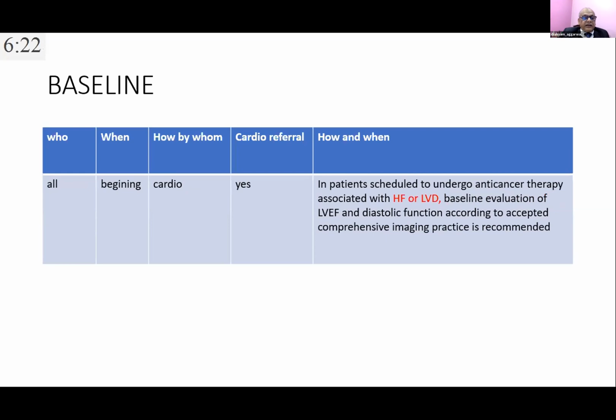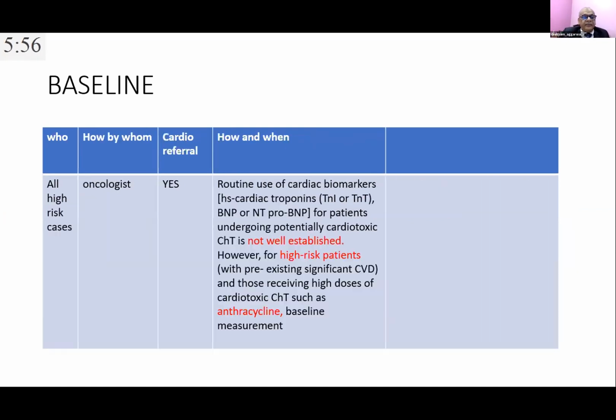Next, please. Again, at baseline, in patients who have heart failure or left ventricular dysfunction, we feel the cardio referral should be given and the patient's diastolic and systolic function should be assessed, and that should be done by the cardiology. So if a patient is at high risk for whatever reason, hypertension, diabetes, or heart failure, left ventricular dysfunction, I think a cardiologist should be involved upfront. Next, please. So again, at baseline in all high-risk cases, one should be doing a cardio referral, and of course, along with the oncologist.